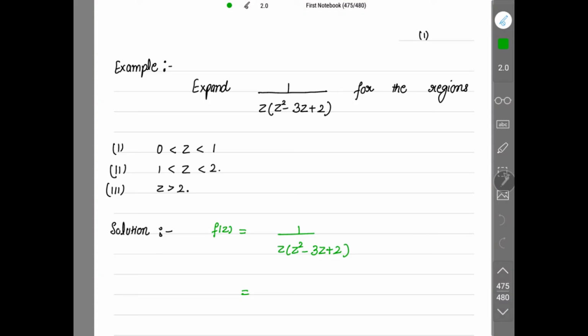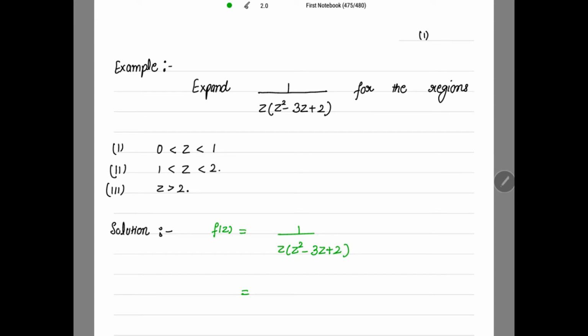Now let's do an example. We have to start with this. Expand 1 over z into z square minus 3z plus 2 for the regions. Now the regions are given to us. First one is z lying between 0 and 1. For the second, z is lying between 1 and 2. And for the third, z is greater than 2. Now for these regions, we have to expand.